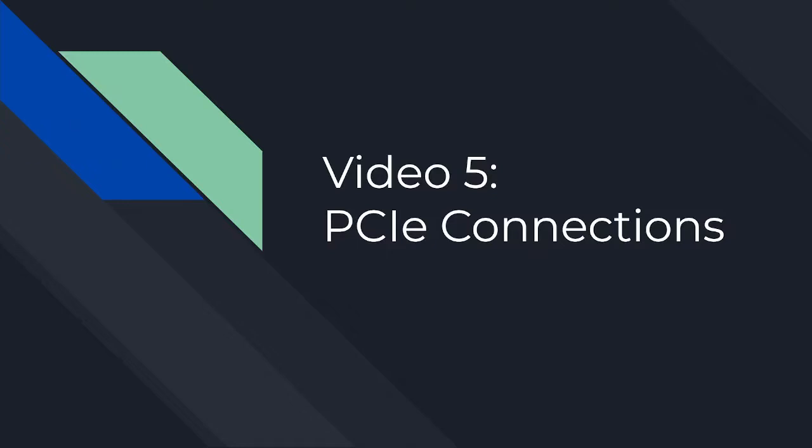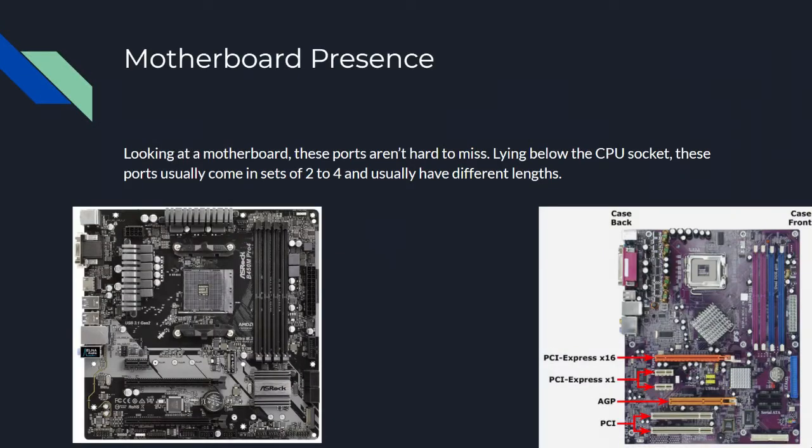Okay, PCIe connections. This is most likely going to be the topic you're most unfamiliar with, so don't worry, I'll explain it to you. Okay, motherboard presence. Looking at a motherboard, these ports are hard to miss. Lying below the CPU socket, these usually come in sets of 2 to 4 and usually have different lengths. You'll see shortly that these lengths have purpose.